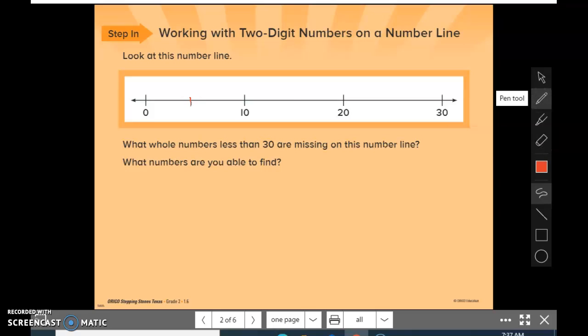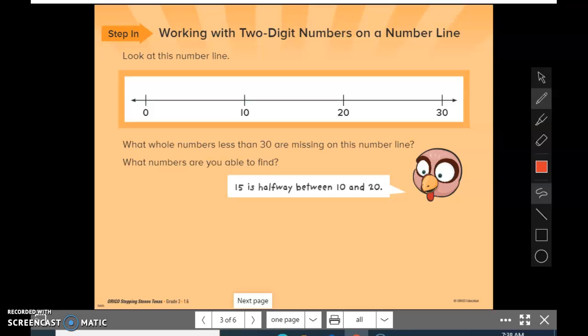So if I break my line in half, now I can skip count by 5. So I have 5, 10, 15, 20, 25, and 30. And then if I want to find my other numbers, I can start adding them in. 1, 2, 3, 4. 1, 2, 3, 4, 5. 6, 7, 8, 9. And so on and so forth until I fill in the whole entire thing.